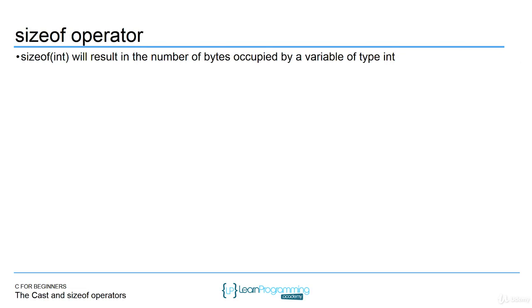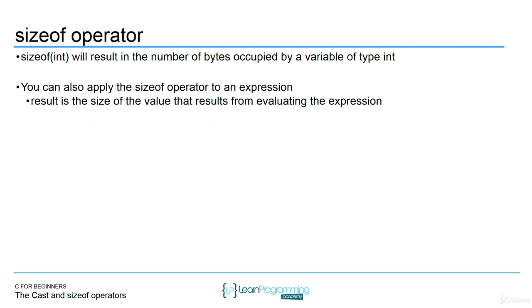Sizeof int, for example, will result in the number of bytes occupied by a variable of type int. So this would return 4 or 8, depending on your system. You can also apply the sizeof operator to an expression. As I mentioned, the result is the size of the value that results from your expression. So if you add two ints together, it's still going to be an int, so it's still going to be that size.